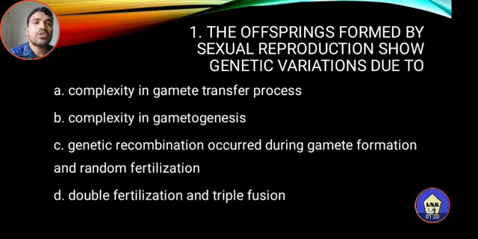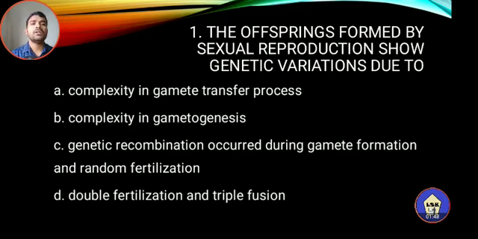So what should be the right answer here? Complexity in gamete transfer process. There is no relationship between the complexity in gamete transfer process and genetic variation. So option A is wrong. Option B, complexity in gametogenesis. Of course, gametogenesis is a step that decides the genetic variation, but this complexity is not responsible for that. Let us move to the next one.